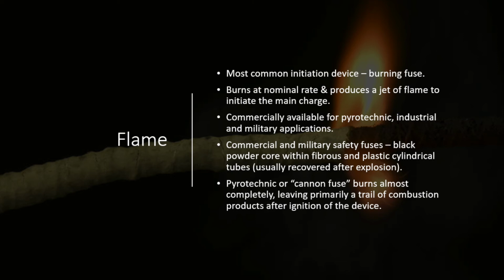For flame, the most common initiation device for a pipe bomb filled with a low explosive is a burning fuse. It burns at a nominal rate and produces a jet of flame to initiate the main charge. It is commercially available for pyrotechnic, industrial, and military applications. Commercial and military safety fuses have a black powder core within fibrous and plastic cylindrical tubes. Expended safety fuse is usually recovered after an explosion.